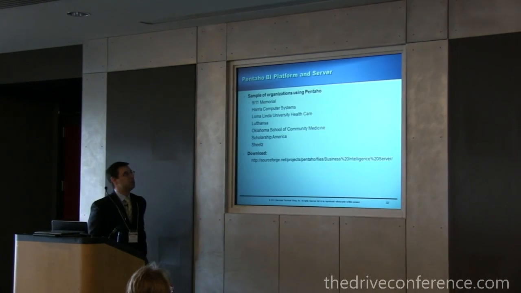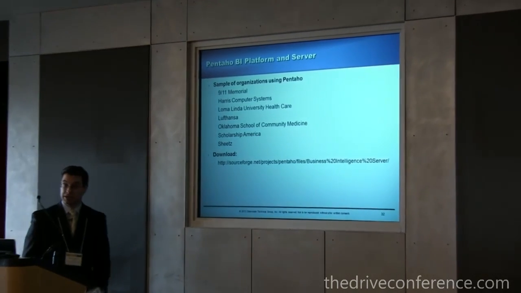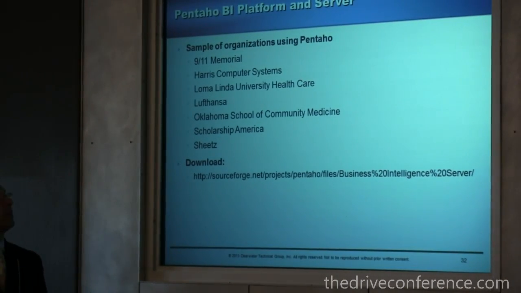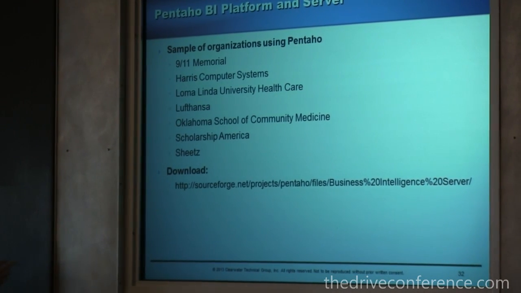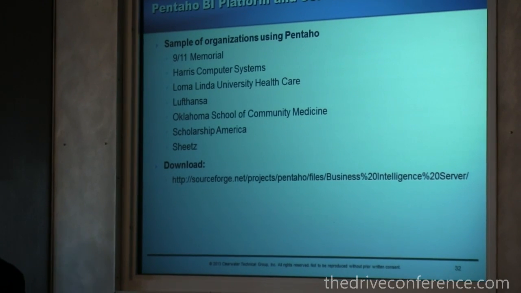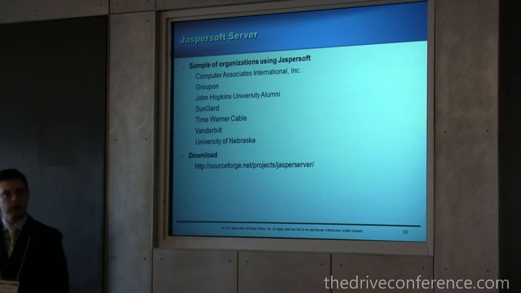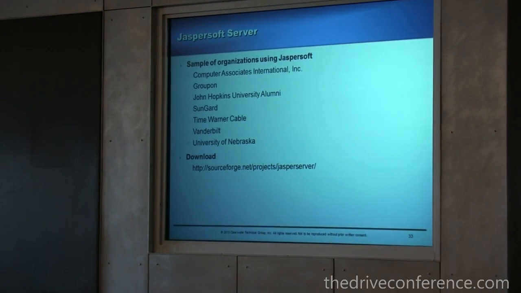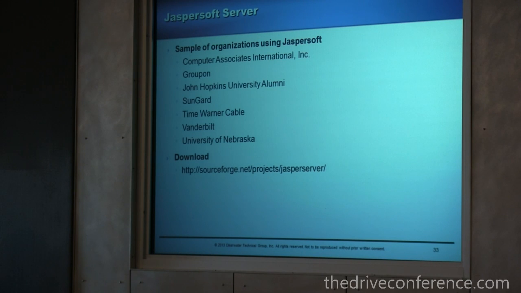In Pentaho, there is the BI platform and server, and you can see here several different organizations listed. Again, I wanted to go with something that was similar to the group. We've got the 9/11 Memorial, Harris Computer Systems. That should sound somewhat familiar. There was one more that I forgot to add in here. I've forgotten what it is now. But you can see a variety of organizations utilize the platform. There's another one called Jaspersoft that's available as well. I thought the interesting one here, SunGard's on there. Not the educational aspect of it, but the financial. Groupon is included there, a few universities.